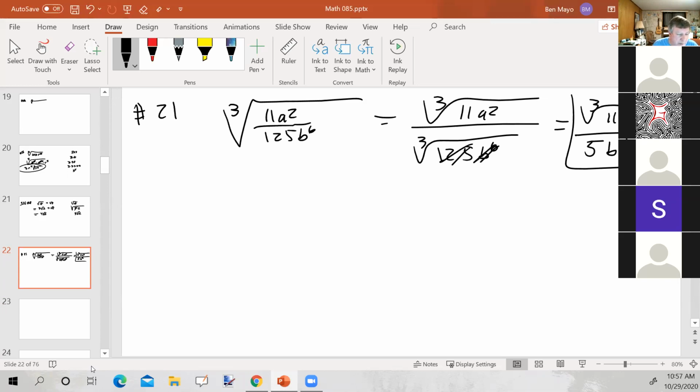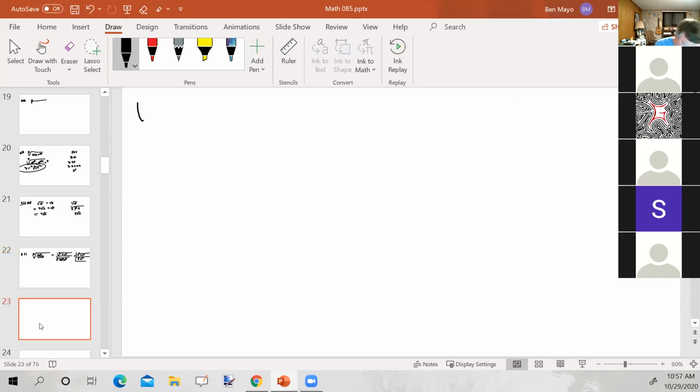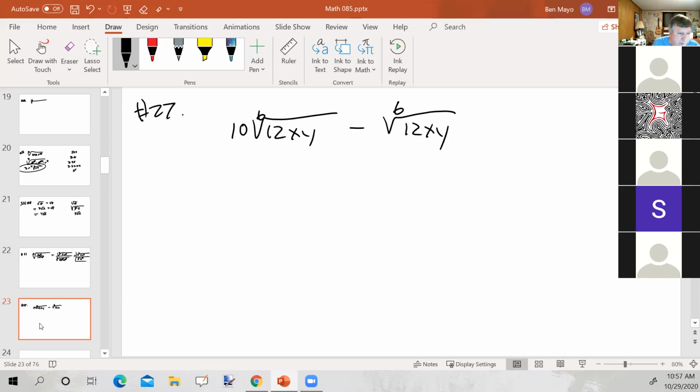All righty. We good to go? And here comes number 22. Simplify by combining like radicals. All variables represent positive real numbers. 10 times the 6th root of 12xy minus the 6th root of 12xy. Well, those are both simplified as much as possible, and they're like radicals. 10 of something minus 1 of something is 9 of something. So 9 times the 6th root of 12xy.